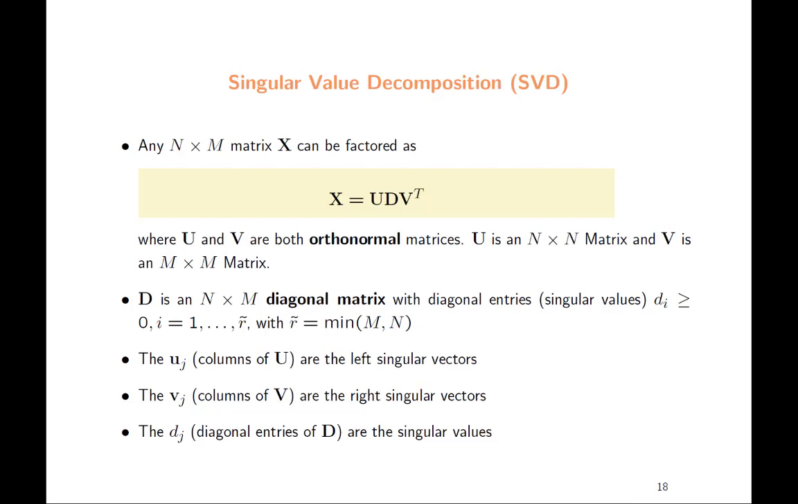These diagonal entries are called singular values, and they are all larger than zero, so they're called d_i, i equals 1 to r tilde, where r tilde is the smaller of the two numbers, m or n. The u_j, the columns of U, are called the left singular vectors. The v_j, the columns of V, are called the right singular vectors. And the d_j, the entries in the diagonal matrix D, are the singular values.